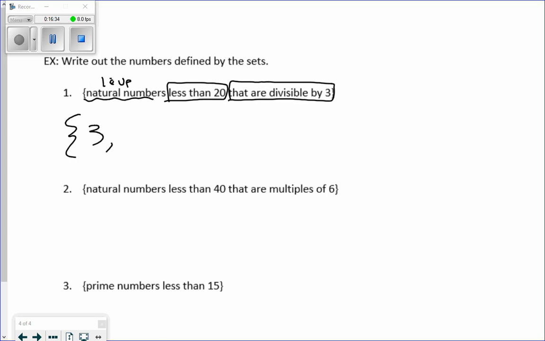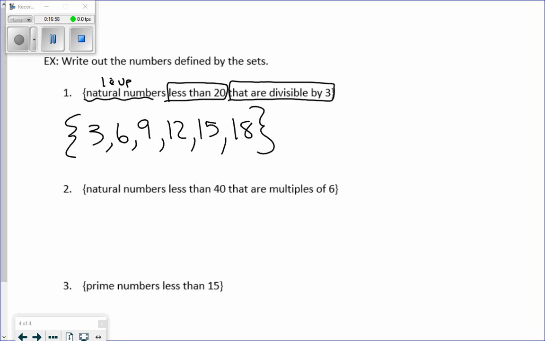Is 4 divisible by 3? Is 5 divisible by 3? What's the next one that's divisible by 3? Next one. Next one. Next one is 21, but it's bigger than 20, so our set is done.